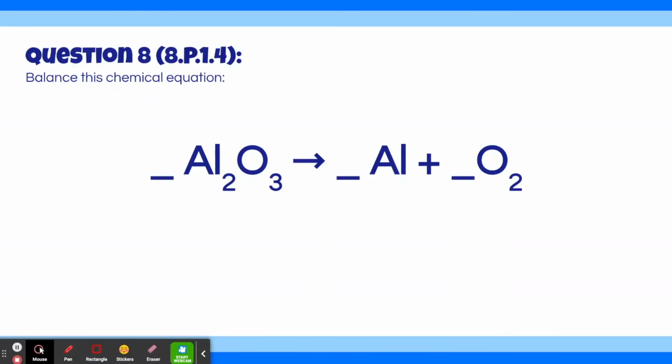Question 8. Balance this chemical equation. Blank Al2O3 results in blank Al plus blank O2.